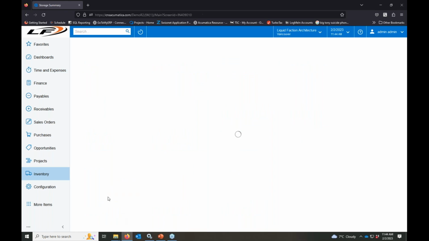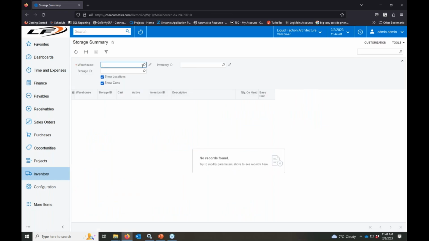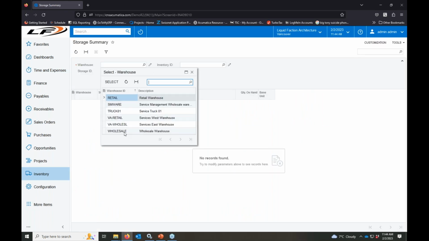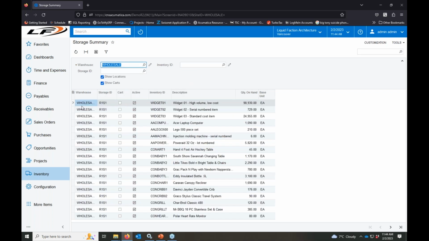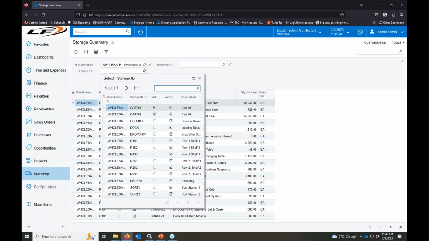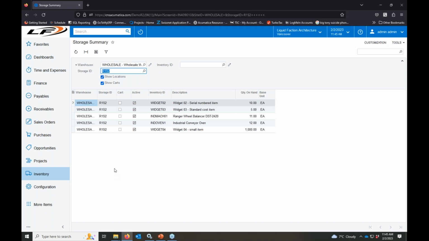Okay. Storage summary. So let's pick a warehouse. It'll tell us all the items in that warehouse and the quantities on hand. If we wanted to select a specific storage ID, we could.